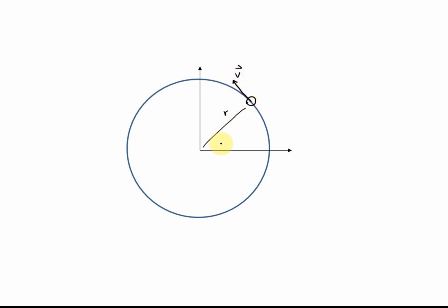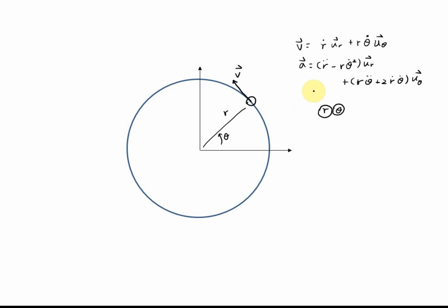This is your r and this is theta. In the previous video, we know that the velocity is r dot u_r plus r theta dot u_theta. If we know the time rate of change of r and the time rate of change of theta, then we can get velocity and acceleration. In circular motion, because r is always fixed, r dot and r double dot are all 0. So that's why v is equal to r theta dot u_theta.